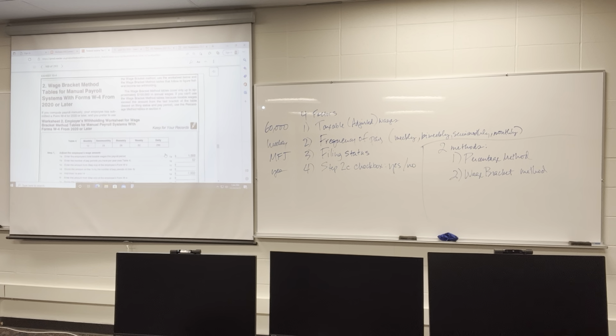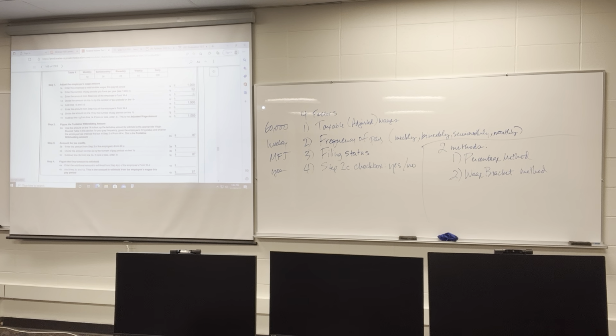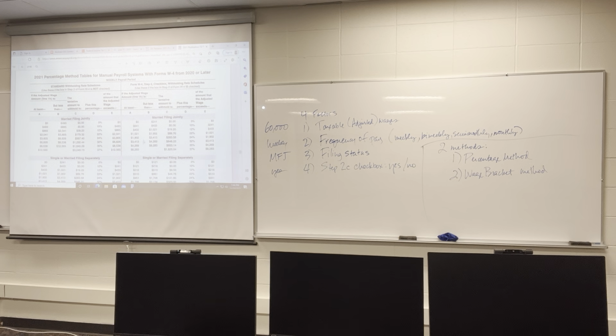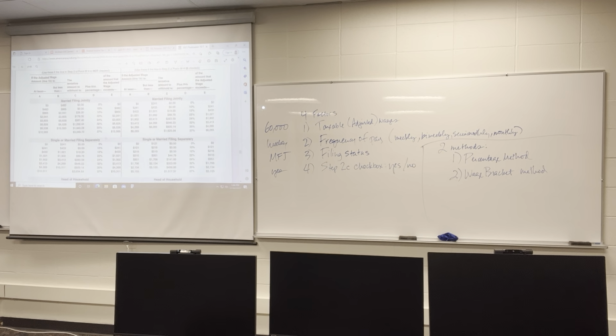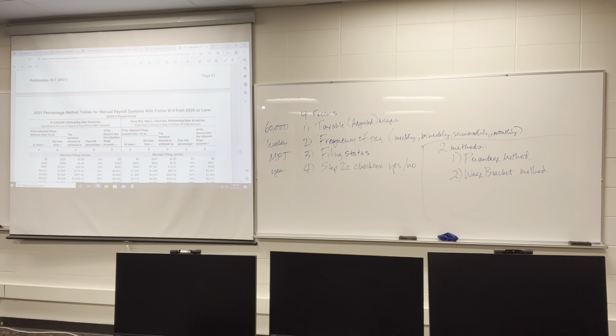So a couple of things to remember. The wage bracket method is the table. You still have to figure out on a per pay basis how much they're making, but you can use that then to apply to the table itself. Remember that the percentage method, you're gonna use these tables and you've gotta do that calculation. Wage bracket method, you can just apply the adjusted wages to the table to determine what the withholding is.